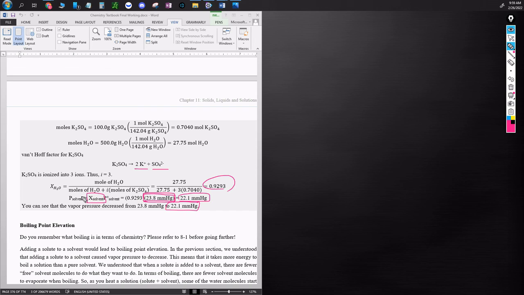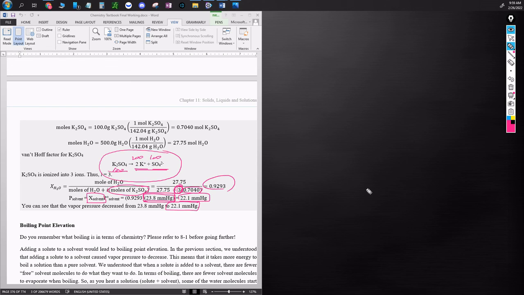Once again, mole fraction is the total amount of stuff in it. Remember here we have a times 3. So we have to multiply the number of moles of potassium sulfate by 3, because remember it's made of 3 parts, right? So if there are 100 of these, that means there are 200 of that and 100 of that. So 1 makes into 3 parts. That's why we have to multiply that amount of potassium sulfate times 3. That's where the Van Hoff factor is applied.